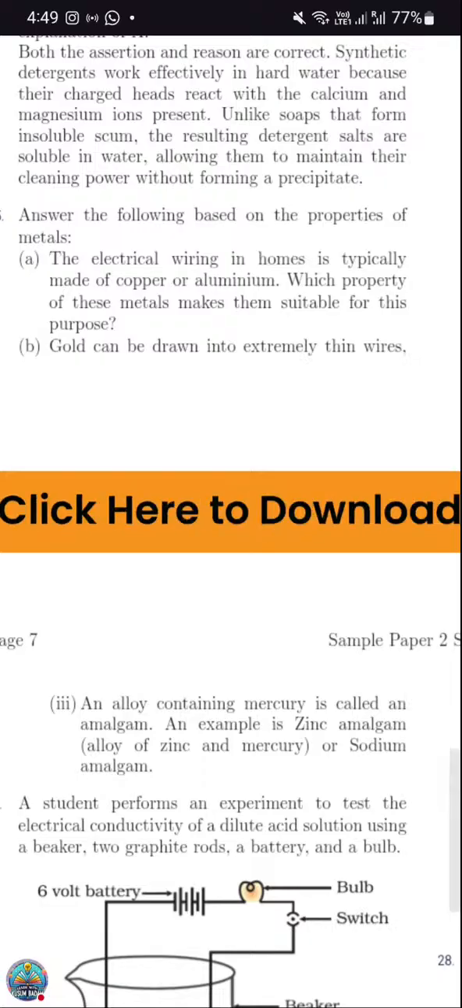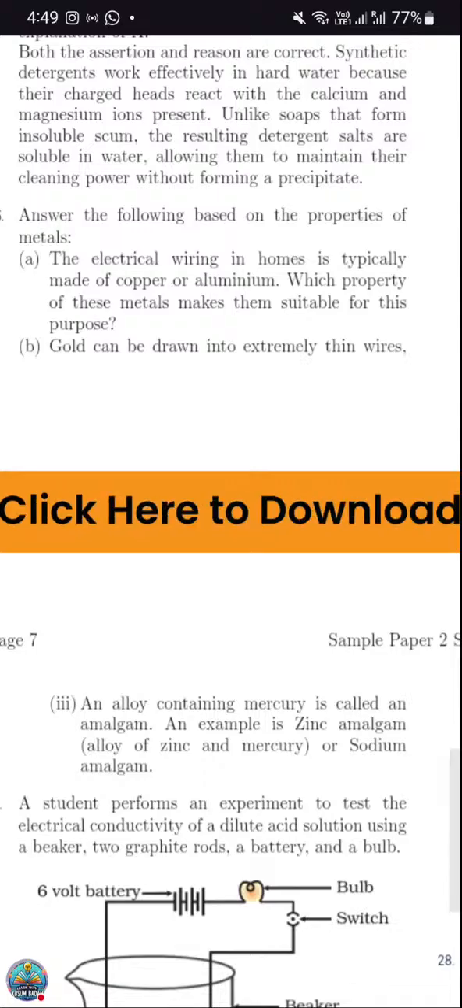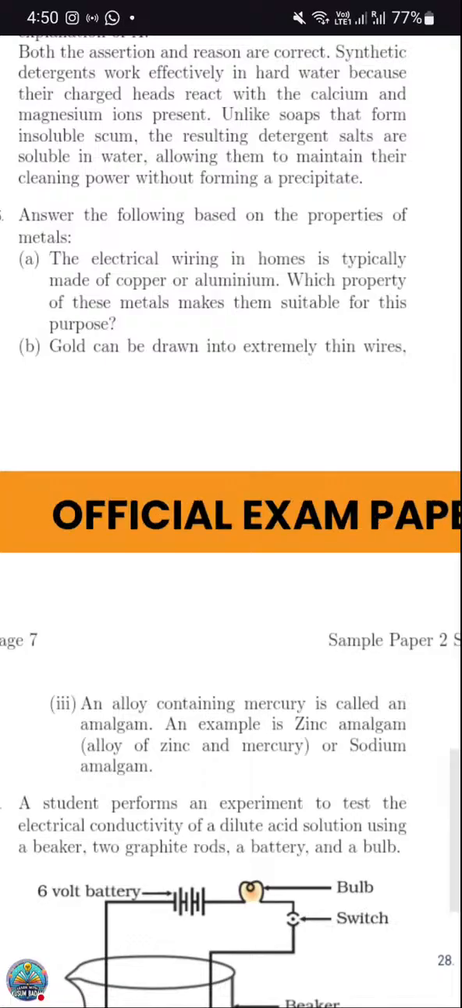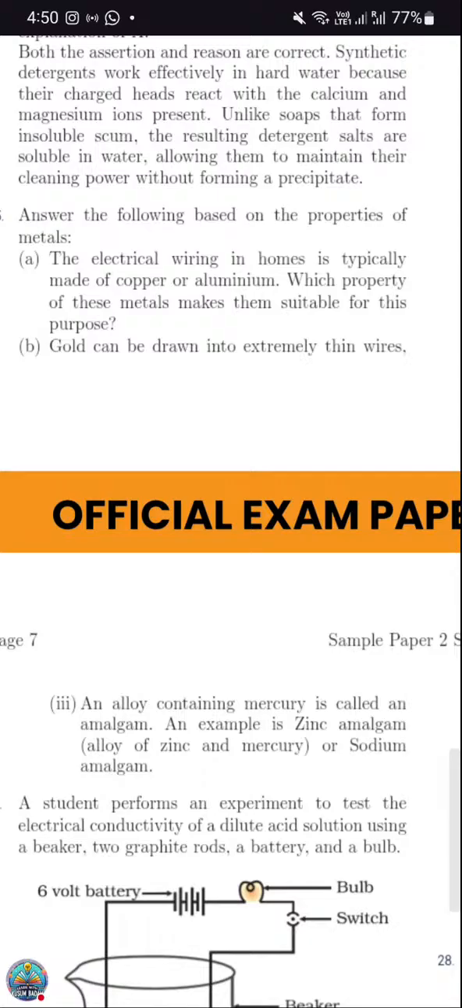Metals are hard in nature. They are sonorous, good conductors of heat and electricity. Then they are shiny in nature. So these are the physical properties. Yesterday's paper had a question based on the sonorous nature. That is why school bells are not made of wood, because wood is non-sonorous. Conductivity: wiring is made of copper and aluminium because they are good conductors.